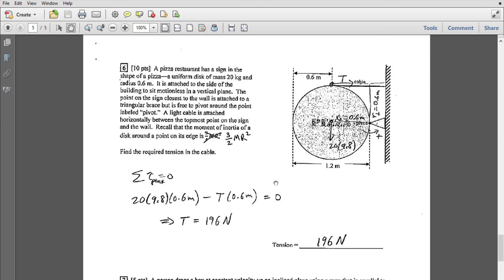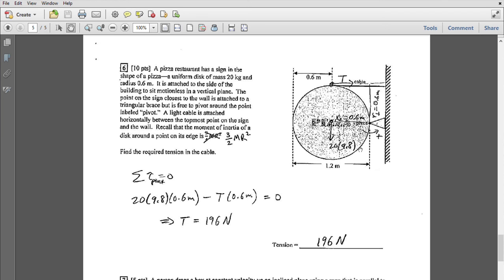The point on the sign closest to the wall is attached to a triangular brace. That's right here. But it is free to pivot around the point labeled pivot. So here's the pivot. I know it's hard to see in this scan, but this disc can rotate freely about that pivot. In other words, it can rotate around there. No friction in that pivot.